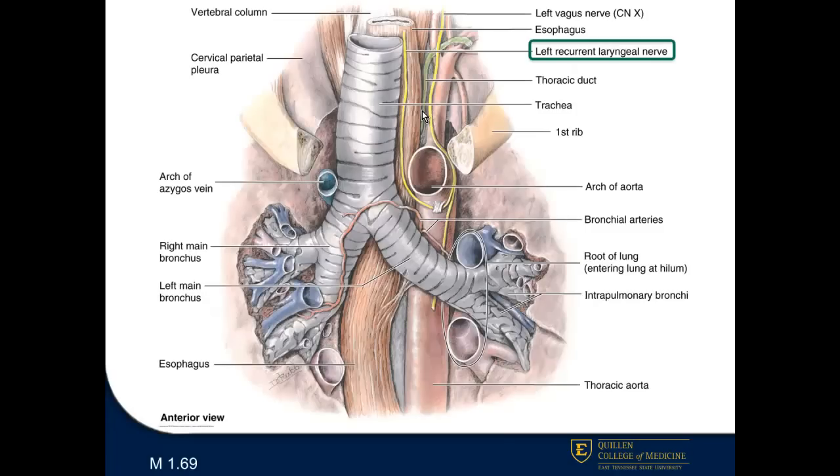So here's the image we looked at earlier with the heart removed. And this gives a better image of what the left recurrent laryngeal tract is within the superior mediastinum. So we follow the vagus as it descends in the carotid sheath with the common carotid artery and jugular vein. It moves laterally to the aortic arch and then passes left to right underneath that arch.